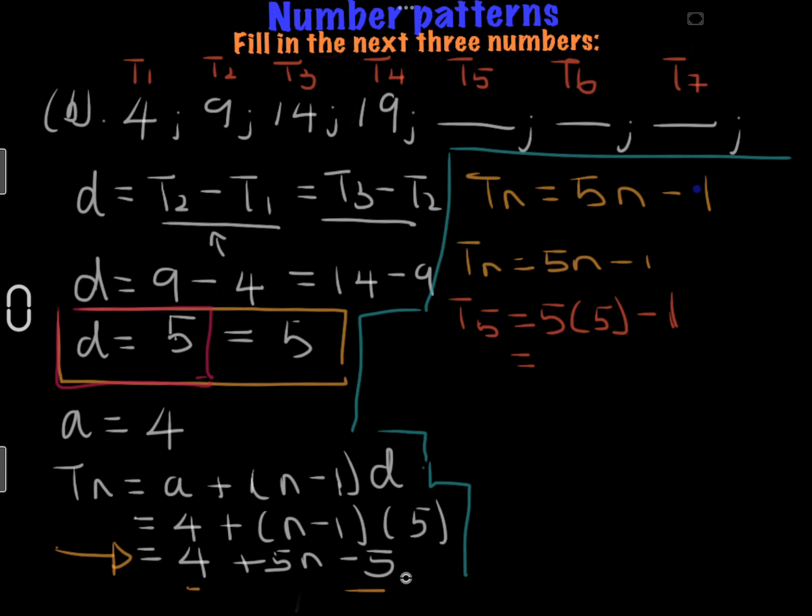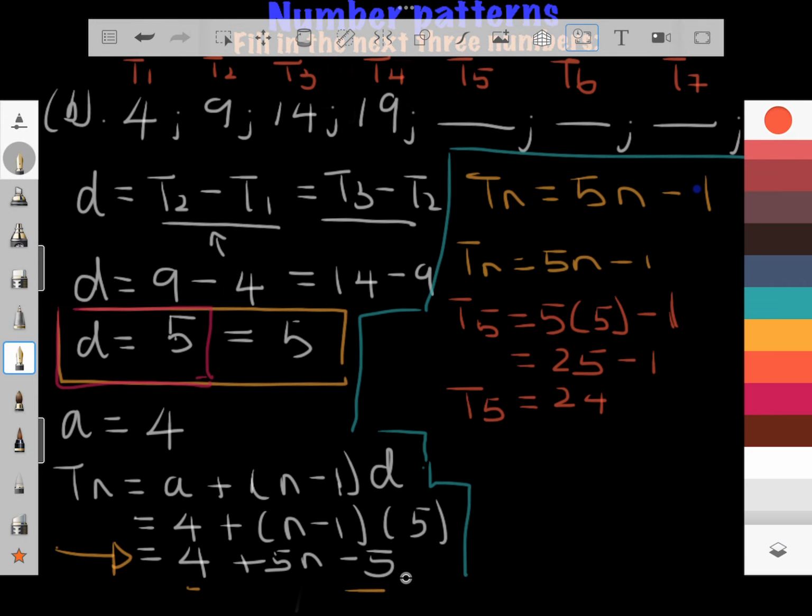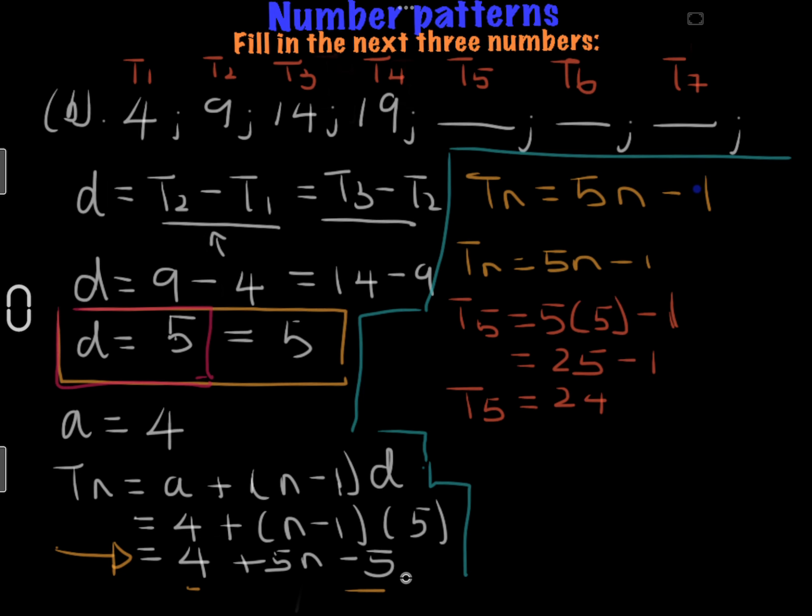Now to find our value, we know that 5 times 5 is 25, minus 1 is equal to 24. So which means essentially term 5 is equal to 24. So we can go ahead and write it down. So our fifth term is 24. And that's what we found here. Let's move on to the next value.